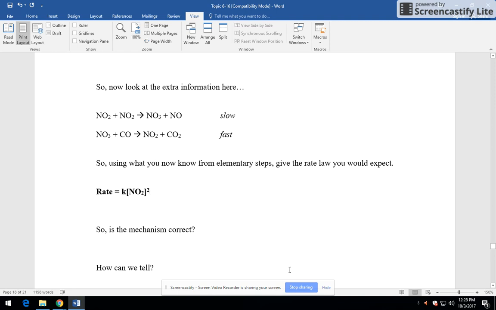Does that mean that the mechanism is correct? Raise your hand if you think yes. Raise your hand if you think no.